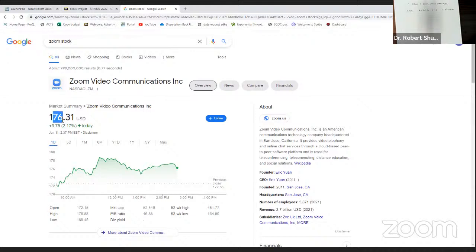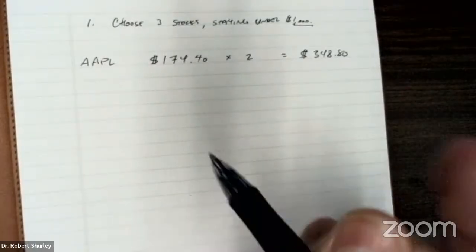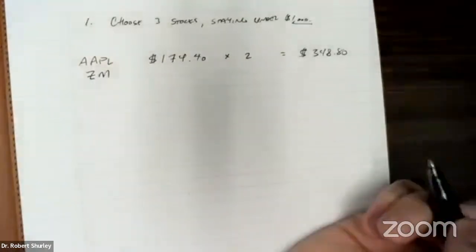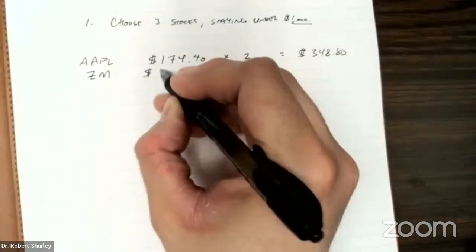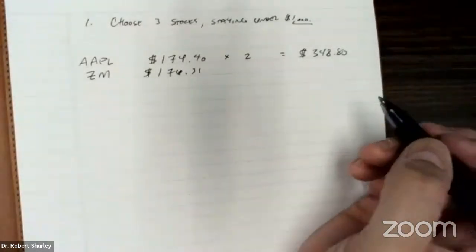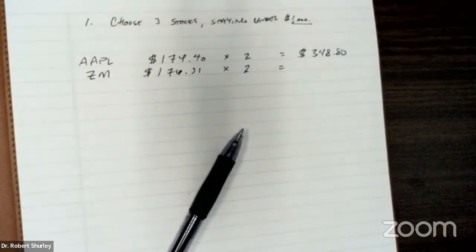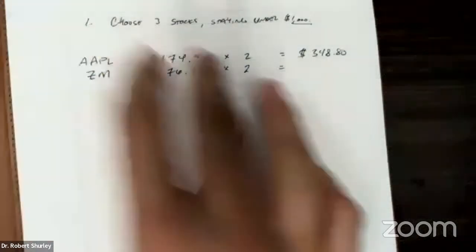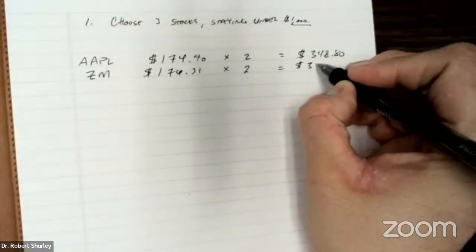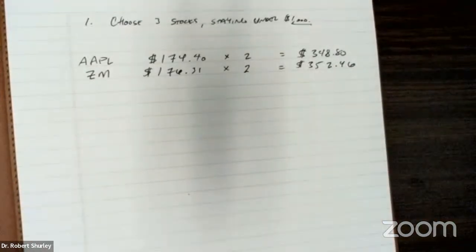It's at 176.31. So again, I'm going to go back over now and write this down on my piece of paper. I'm going to say ZM, that's Zoom, 176. It's kind of just coincidental. Those are close. Let's buy two of those as well. So 176.23 times 2. That's 352.46.